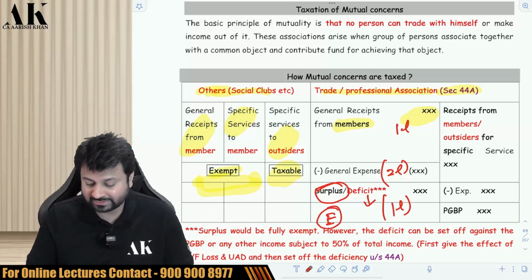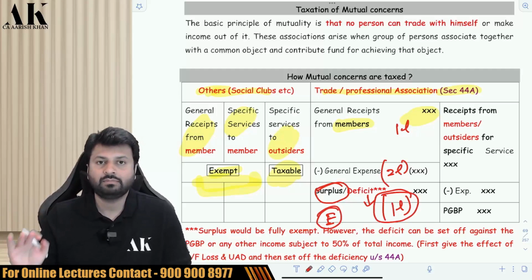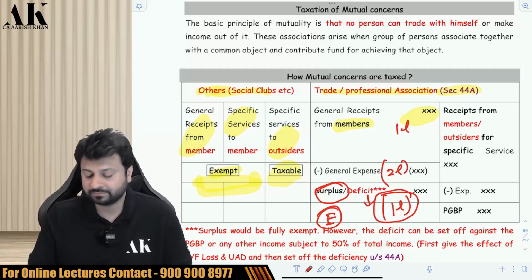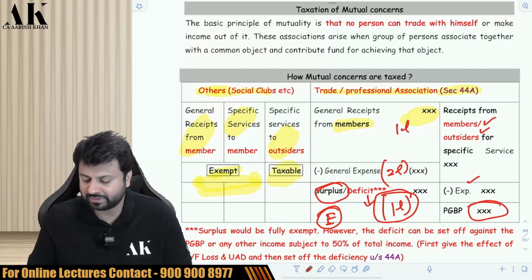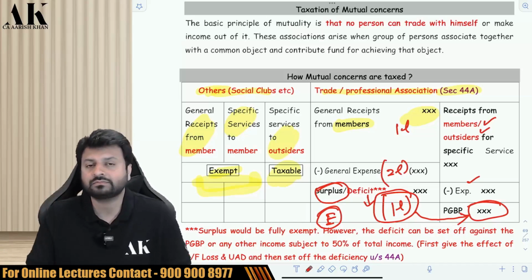If it is a surplus, they have made it exempt. But if it is a deficit, they are not saying that it is lapsed. They are allowing you that against your other incomes. But how will it be set off? Listen carefully. Whatever is your other income, suppose you are receiving some money from members and some money from outsiders, minus some expenses, that will be considered as your PGBP income. So whatever is the loss, you will first set off that against your PGBP income and then the balance against your other income, but maximum subject to 50% of total income.